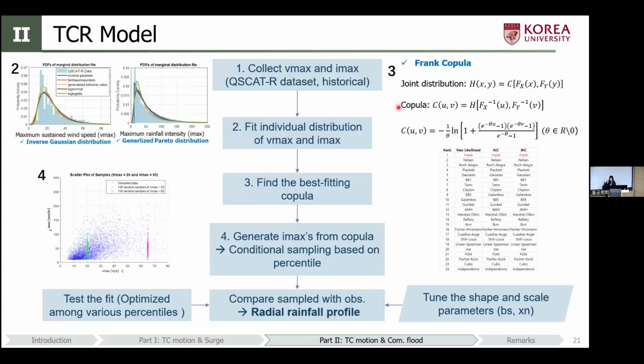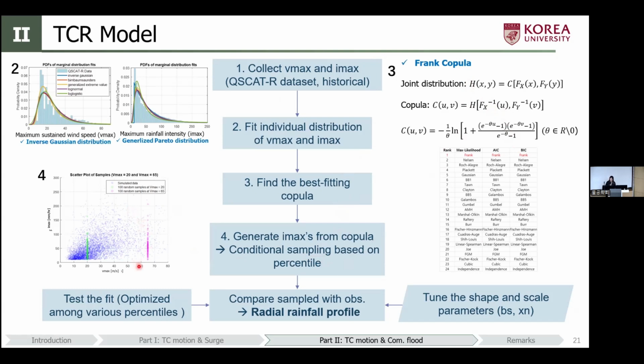So this is the flow chart of our work to generate the TC rainfall. First we collect the data, and then we find the individual distributions of Vmax and Imax, and then we use the copula, finding the best copula in the copula families, and we find that the best one is the Frank copula, and we adopt this. Then we do the conditional sampling and get a certain Imax.